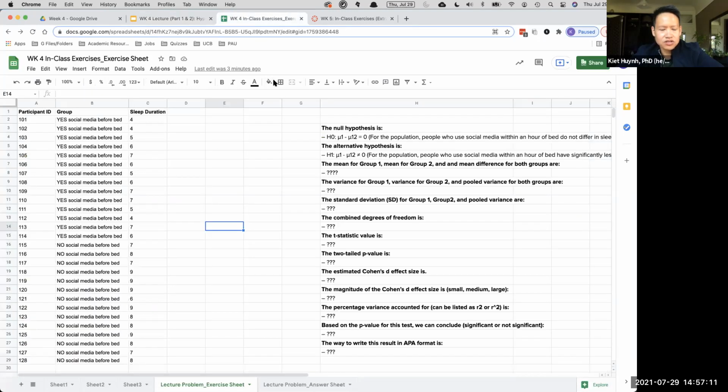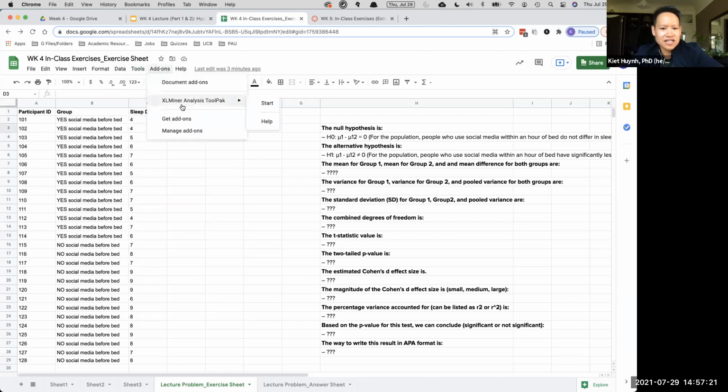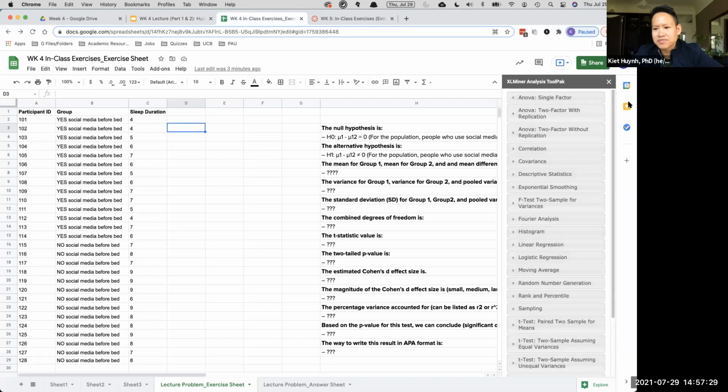Okay, so what you do is you go to data, add-on. XLMiner Analysis Toolpack is basically a suite of different statistical tools that you can use with Google Sheets. This is not built into Google Sheets, so it's made by a different company. And so you see here, they have a lot of different tests: correlations, covariance, histograms, linear regression.